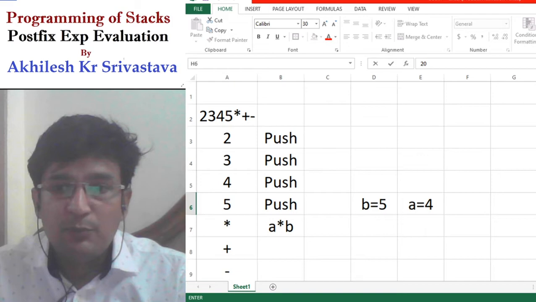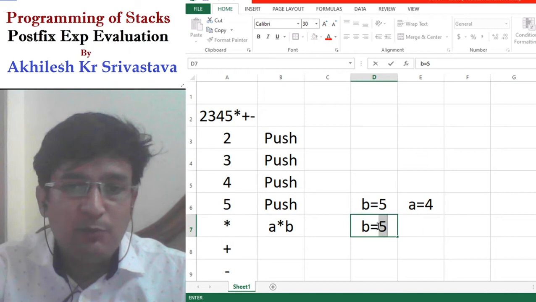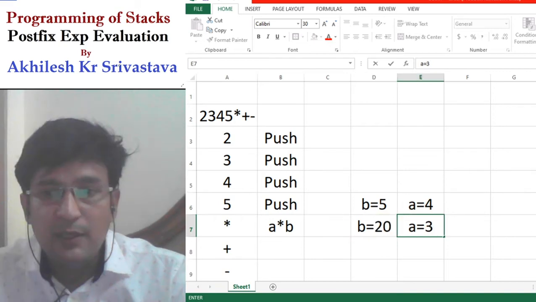After this, we again have a plus operator in the expression. So we will again pop the stack. The first popped item is taken in B. So B takes the value 20. The next popped item is taken in the A variable. So A takes 3. Now we apply A plus B, so this is 3 plus 20, it's 23.